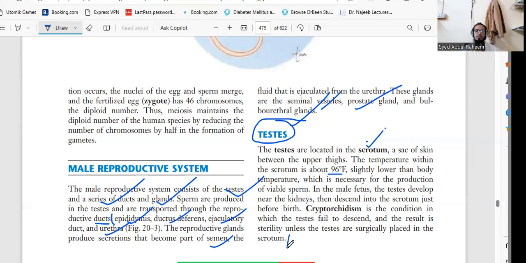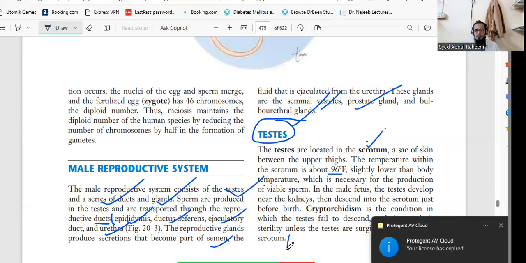Basically, the temperature in the body is 96.5. Here it is slightly decreased because sperm production will happen here, and to maintain the quality, we maintain the temperature. Second thing, when the male baby is in the mother's womb, the testis is near the kidneys. What will happen near birth? Just before birth, between 7 to 9 months, what will happen?